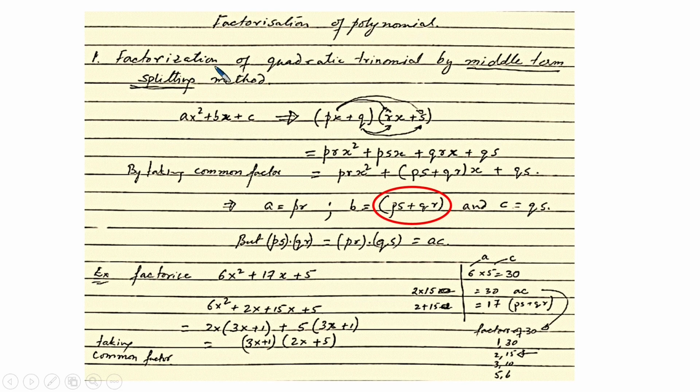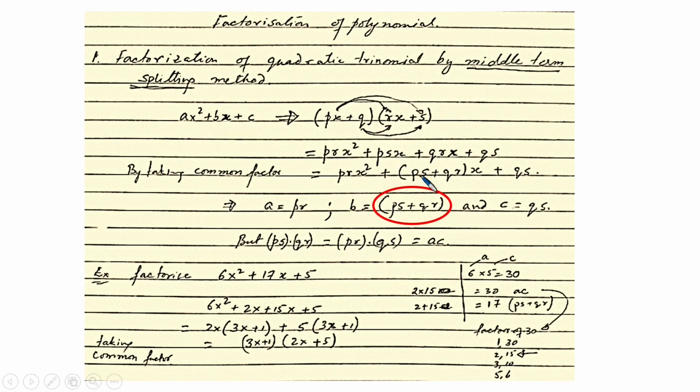Factorization of polynomials. First, factorization of a quadratic trinomial by middle term splitting. Since this is a quadratic, you will have two factors, but if it's a cubic, then three terms will be multiplied. So here, this is your quadratic. I take two linear terms, px plus q and rx plus s. I multiply them. I get p into r, x into x, then you multiply this into this, and so on. So by taking a common factor, I take x common here.